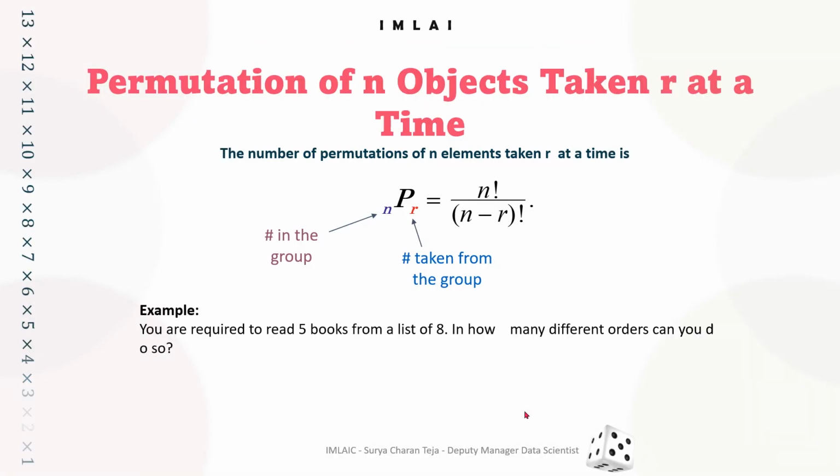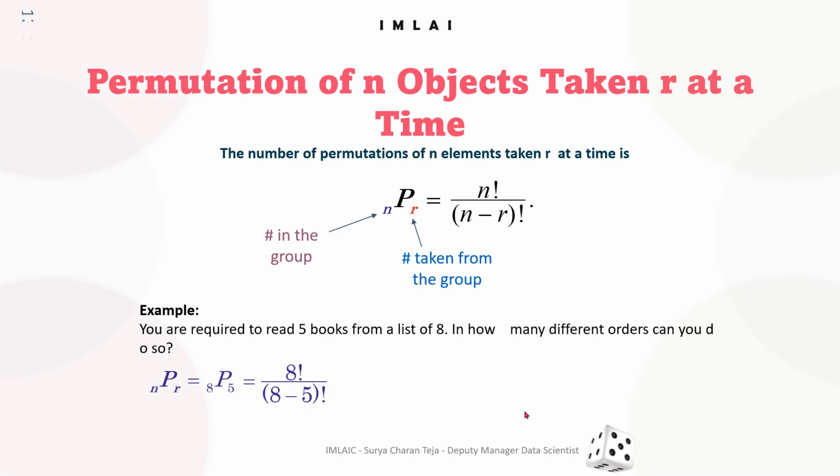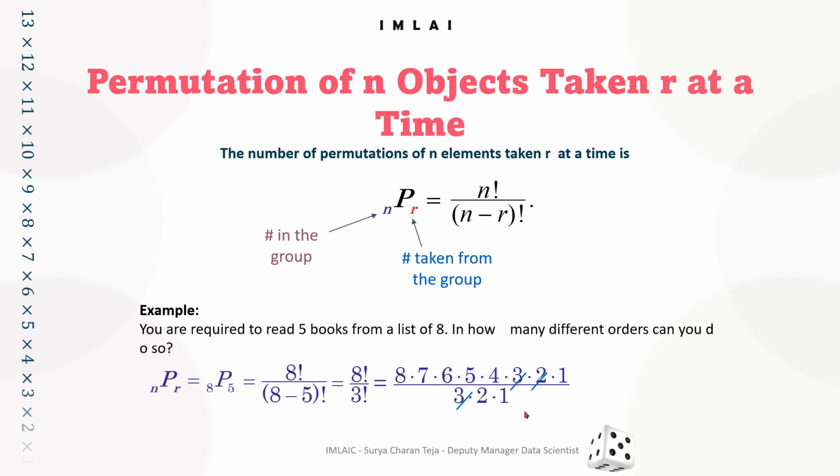For example, you are required to read 5 books from a list of 8. In how many different orders can you do so? Obviously nPr, n is 8 and r is 5, so 8P5 is 8 factorial divided by 8 minus 5 factorial. So that's 8 factorial divided by 3 factorial, which is equal to 8 times 7 times 6 times 5 times 4 times 3 times 2 times 1 divided by 3 times 2 times 1. The 3 times 2 times 1 gets cancelled, and what's left is 6720 ways.